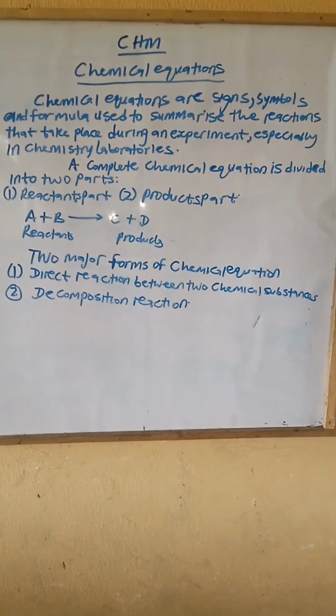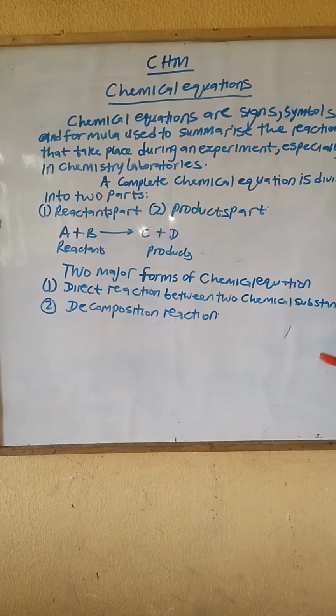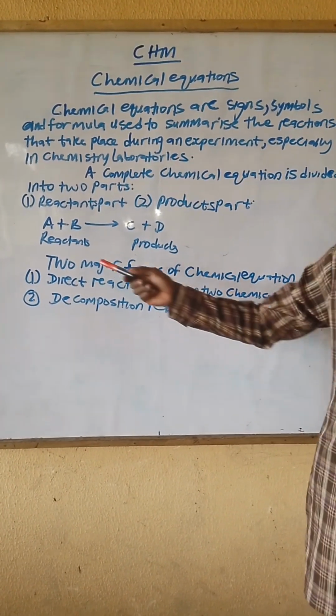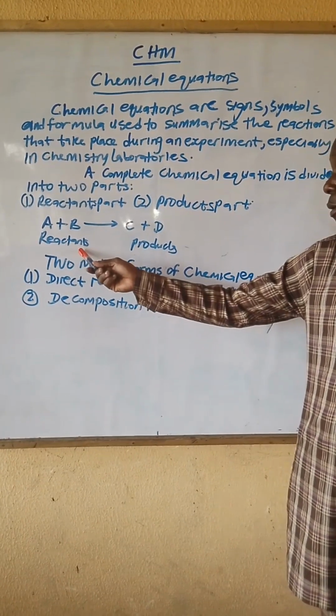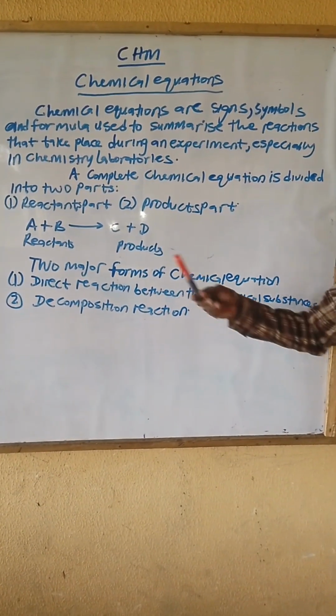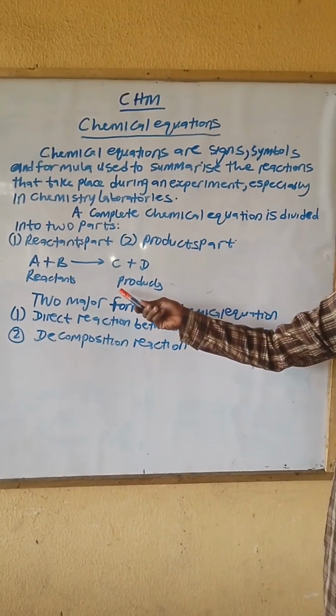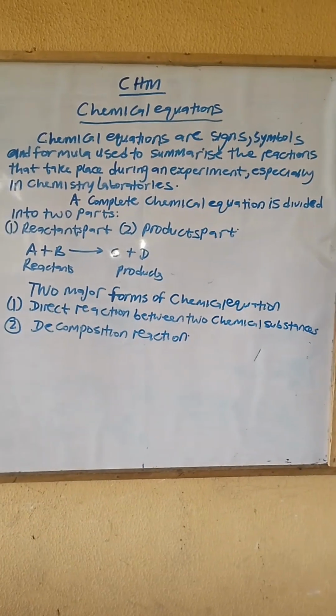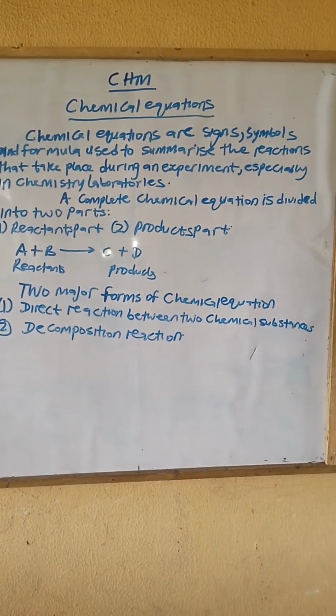If you look at the representation of an equation given on the board, A plus B equals C plus D. The reactant part are the A and B that come together or react to give a particular result, which are the products C plus D. So we have the reactant part in every equation, and we have the product part.